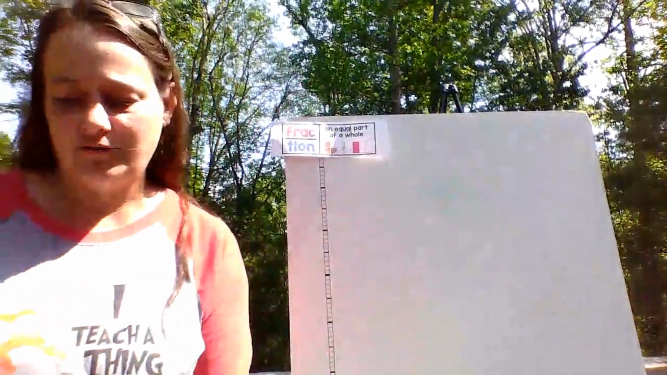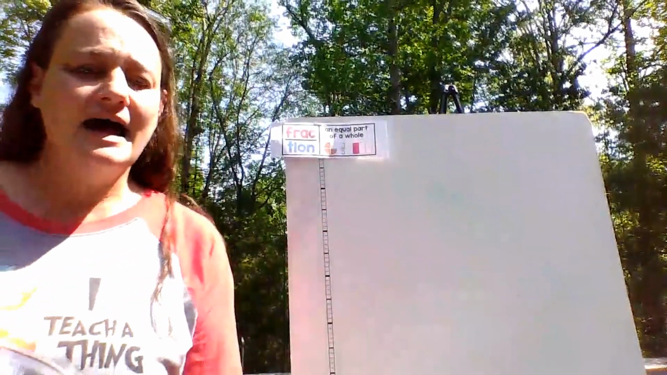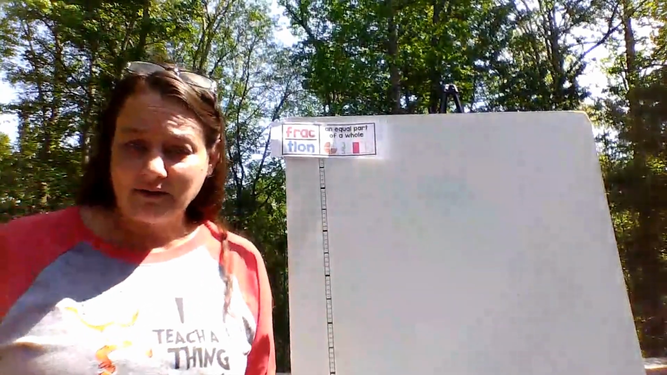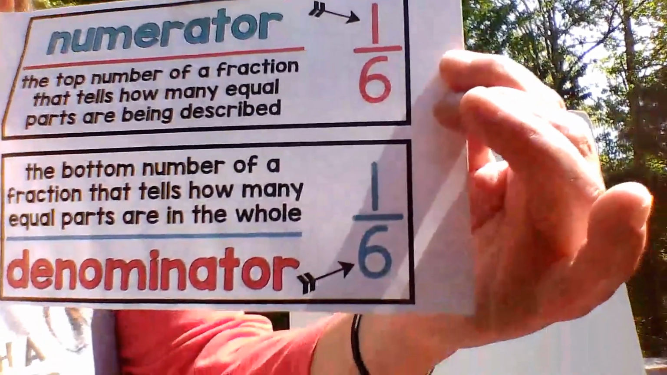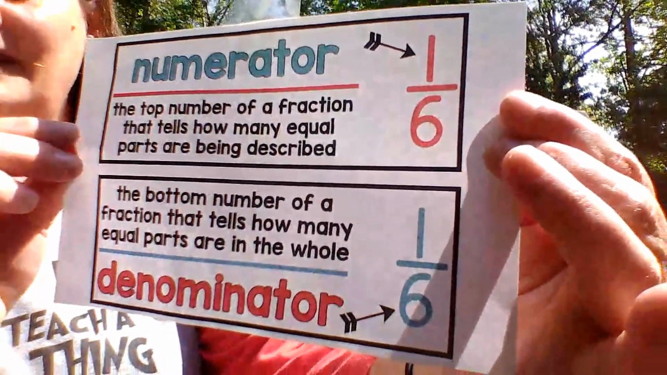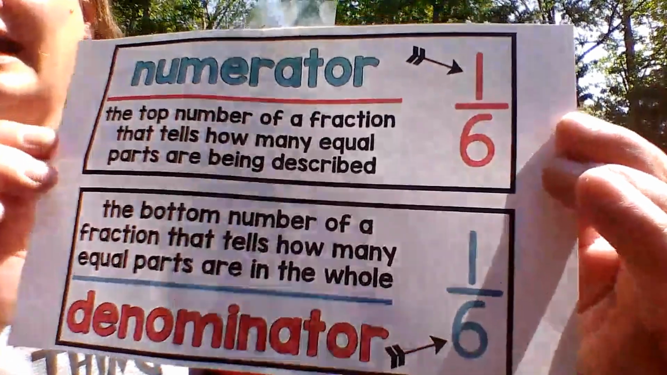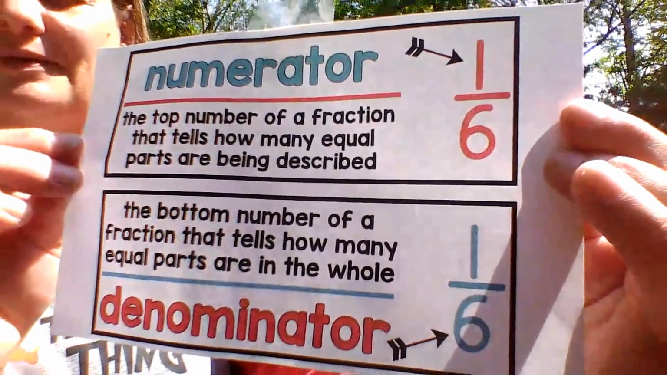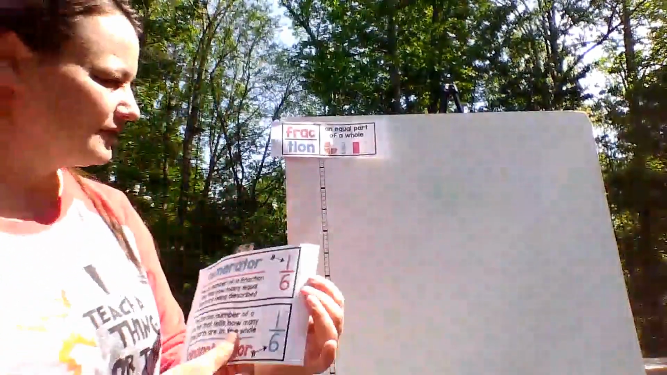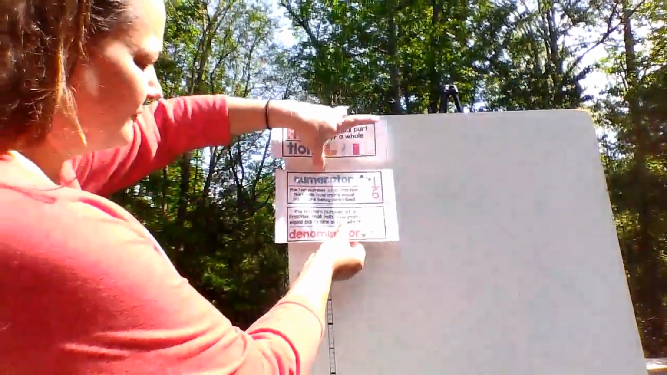There are 2 parts to a fraction that we need to know about, and that is the top number and the bottom number, okay? The top number is the numerator, and it stands for or represents the part that we're talking about, and the denominator is the bottom number, and it represents the whole, okay? It's a part of a whole.